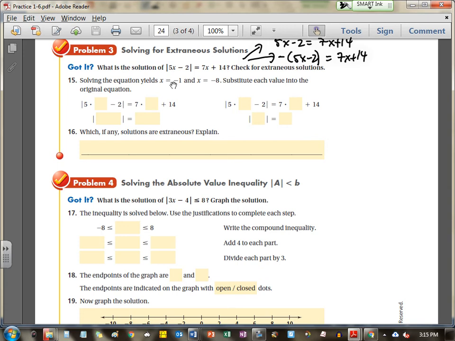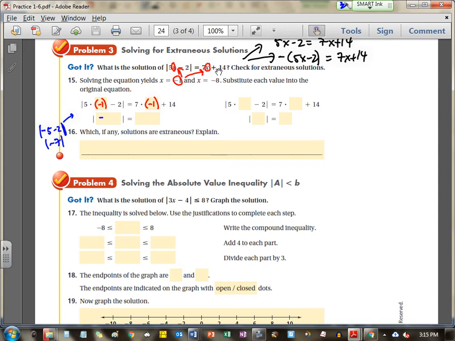So I'm going to go ahead and plug my -1 into both sides of the equation. So I'm going to take this -1, I'm going to plug it in right there and right there. You see? So 5 times -1 equals 7 times -1 plus 14. And do you think parentheses are important? Yeah, usually they're really important. So this basically becomes absolute value of -5 minus 2. But absolute value of -5 minus 2 is the same as absolute value of -7.